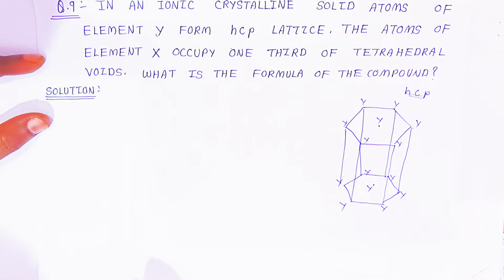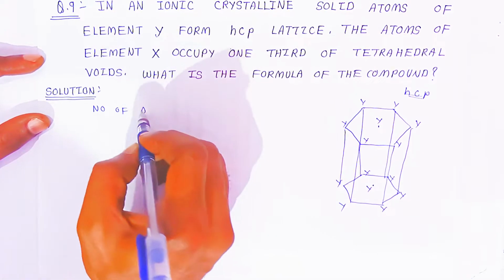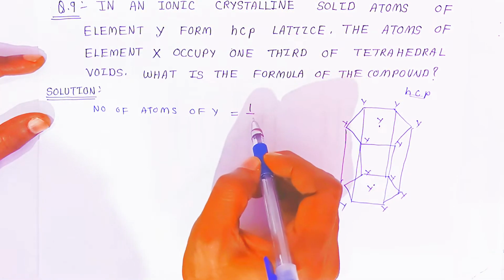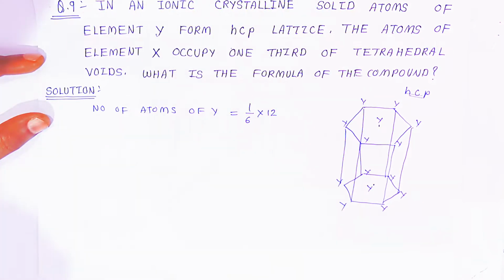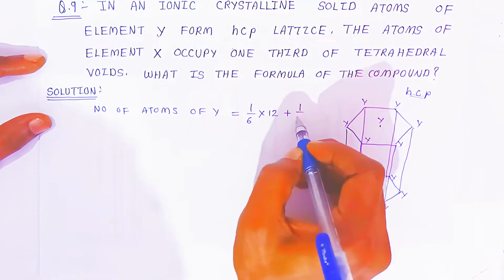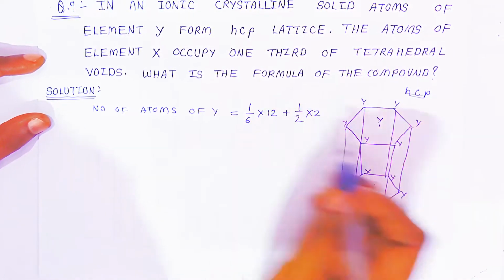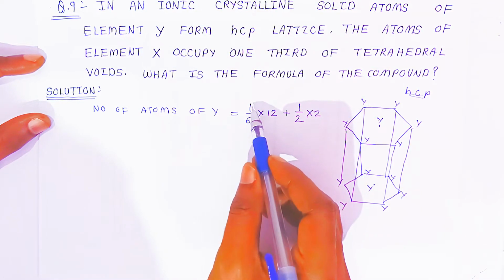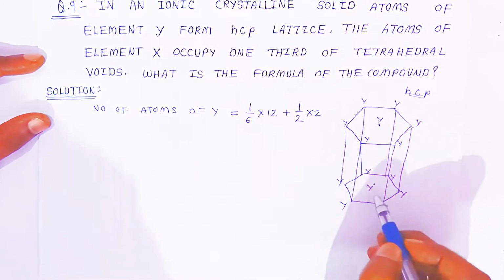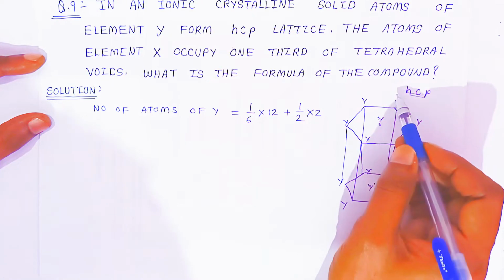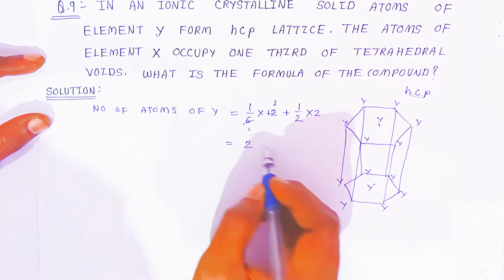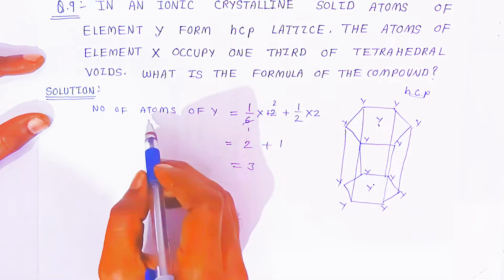Now, students, how are you going to find the number of atoms of Y? It is 1/6 of 12, because it is hexagonal, so each corner is shared by 6 hexagonal unit cells. Now there are two surfaces, so 1/2 of 2, shared by half of the other HCP, half is below. So 6 ones are 6, 6 twos are 12, that is 2, plus 1, that is 3. Understanding? The number of atoms of Y element, you got, is 3.